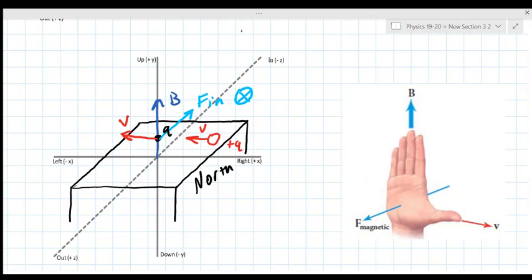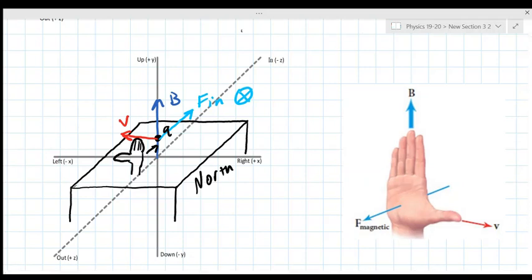Let me see if I can show you how your hand would be oriented. I'm going to draw a little hand down here. The thumb goes with V, so there's your thumb, and the fingers go with B, so your fingers would point up like this. If you orient your hand like that, your palm will be facing into the page, or into the screen.